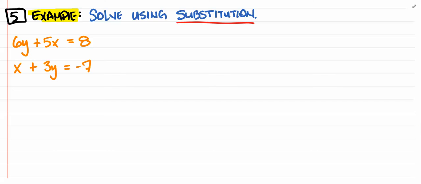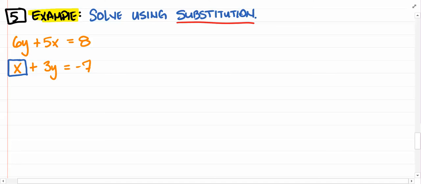Box number 5 is another example of one of these more challenging problems. So let me show you how it's done. I'm noticing that my x value in my second equation is all by itself, so I'm going to go ahead and solve that equation for x. So I would get this: x is equal to negative 3y minus 7.